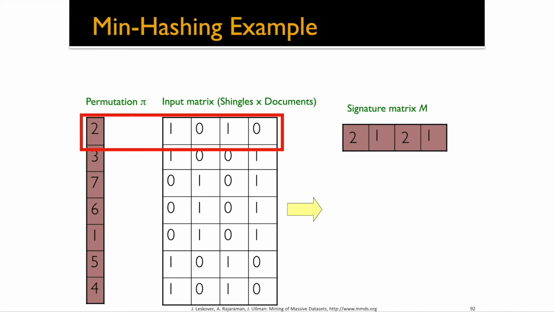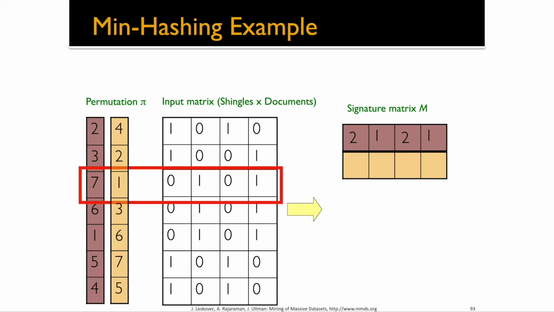So we put a 2 in our signature matrix here. Now that we've filled out the signature row for this first permutation, we do this for a second permutation. We go to the first row.